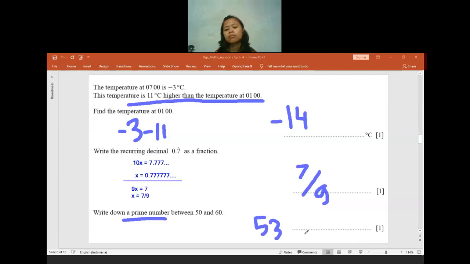59. Okay. Because the question is asking for a prime number, you can write either one. You can write 53 or 59. It will be up to you. You don't have to write both of them. The question only asks for a prime number. Is there anyone who is confused so far? No, teacher. Okay, if no confusion, let us move to the next question.